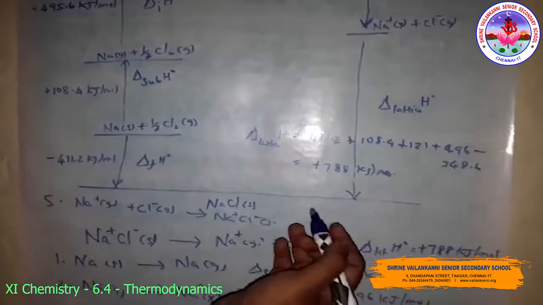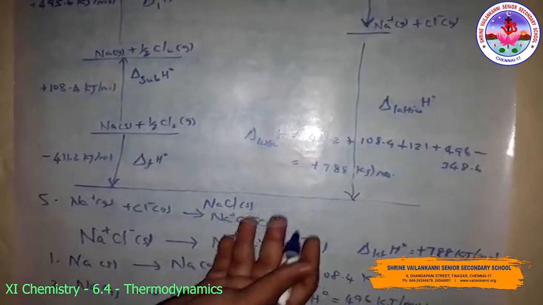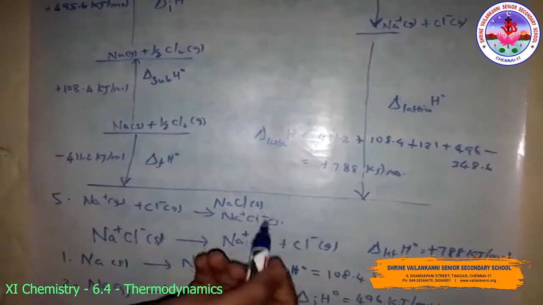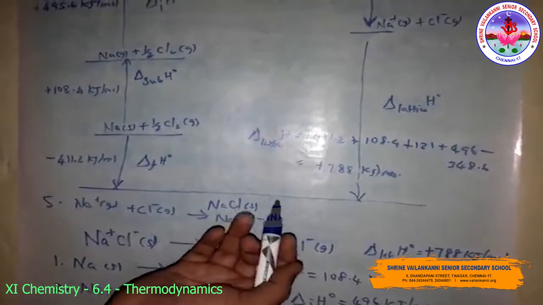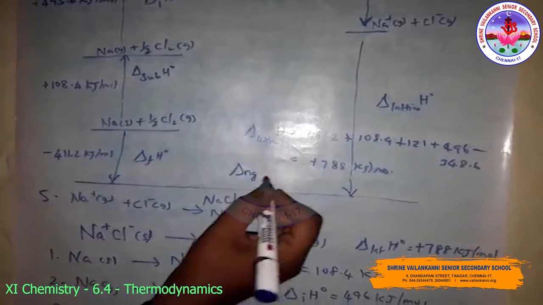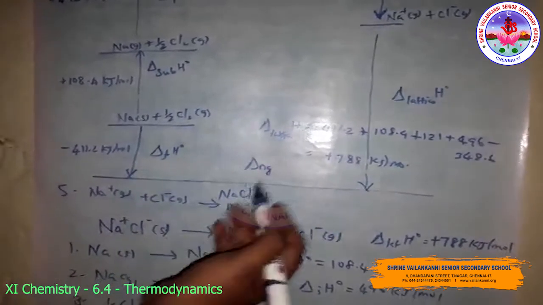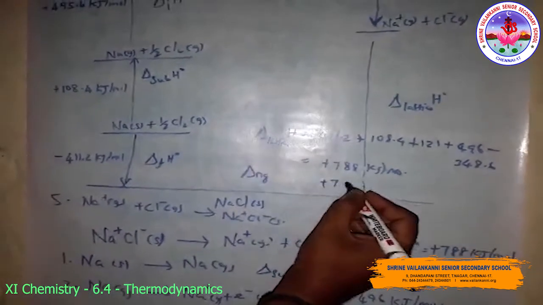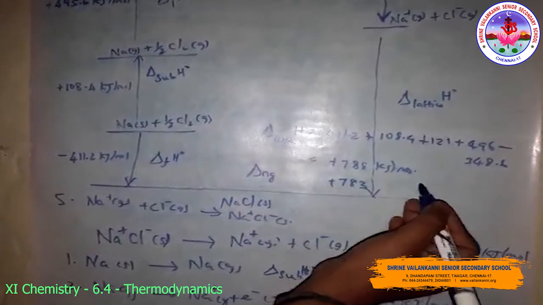So NaCl solid gives Na plus gas and Cl minus gas. The internal energy change is smaller by 2 RT because the number of moles of gaseous product is 2 because of the dissociation. That equals plus 783 kilojoule per mole.